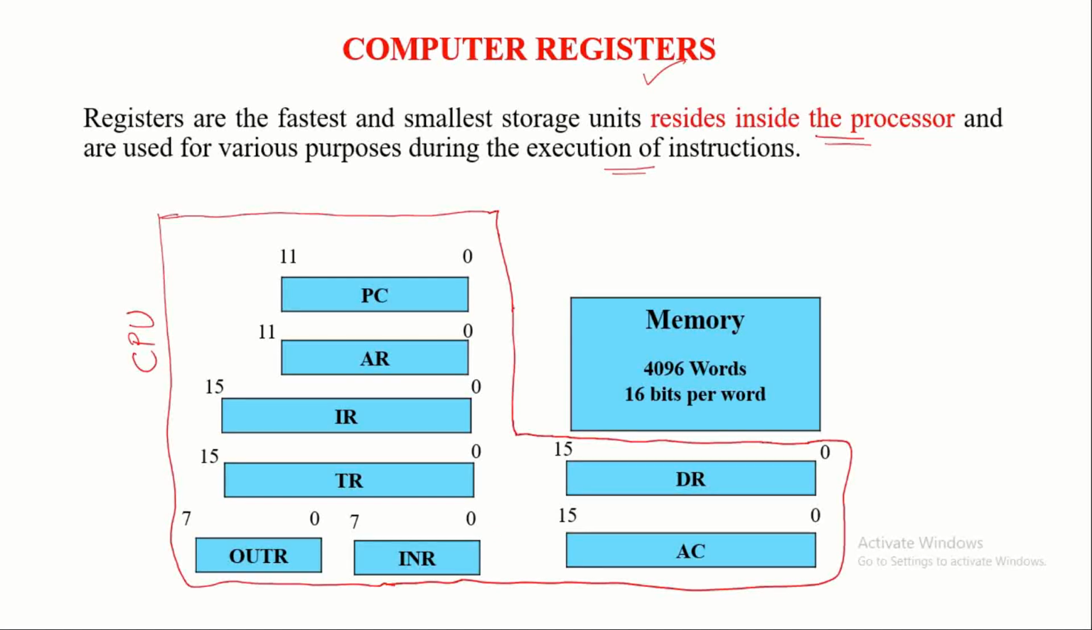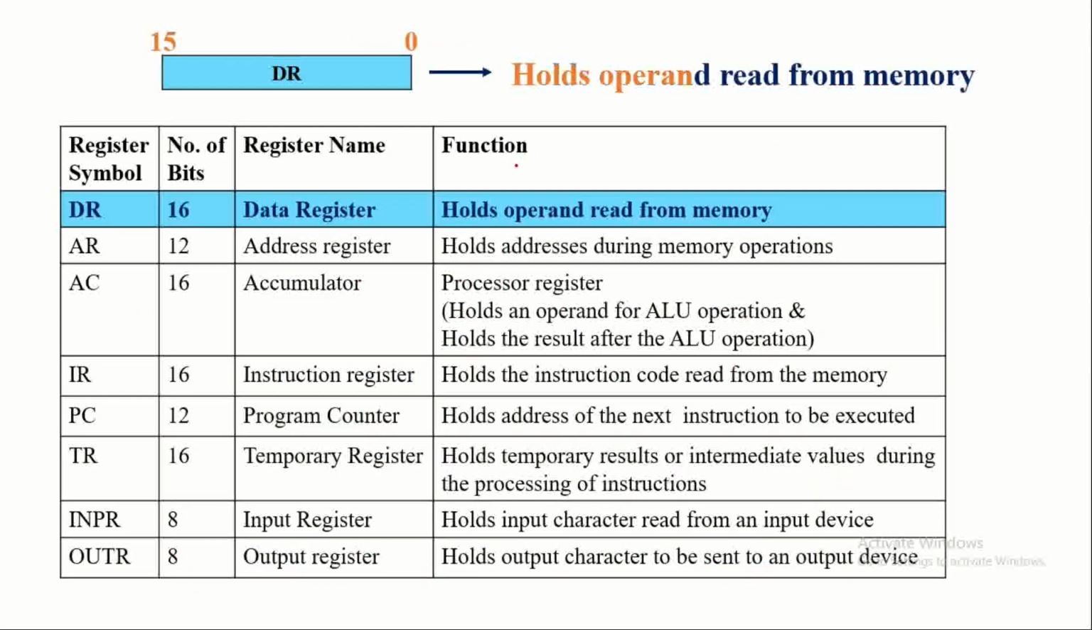Okay, let us now discuss what content is stored in each register. Coming to the data register, its size is 16 bit. It holds the operand read from the memory. The data register is used to hold the data that is read from the memory.